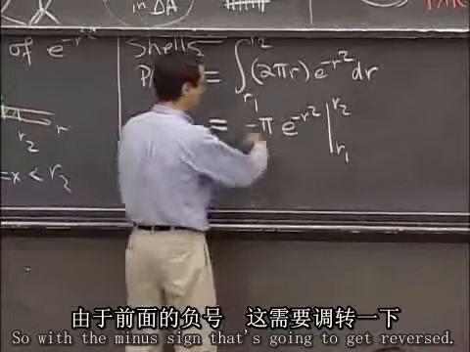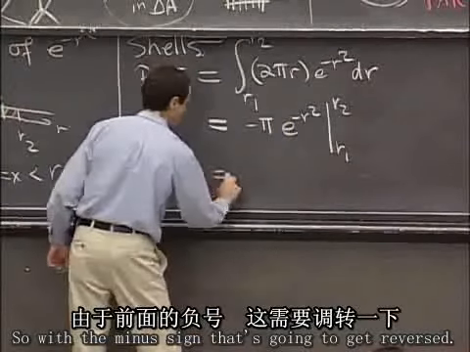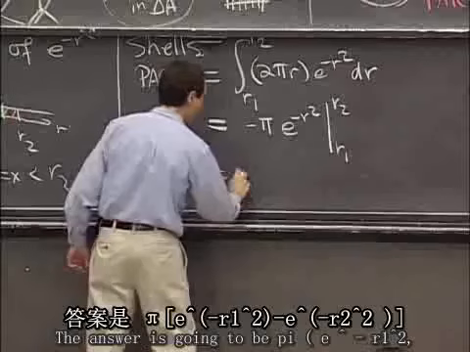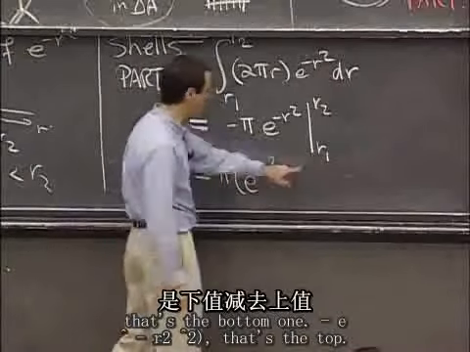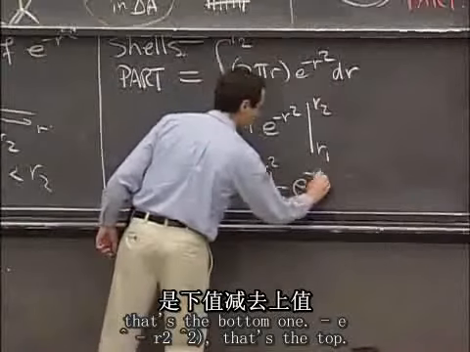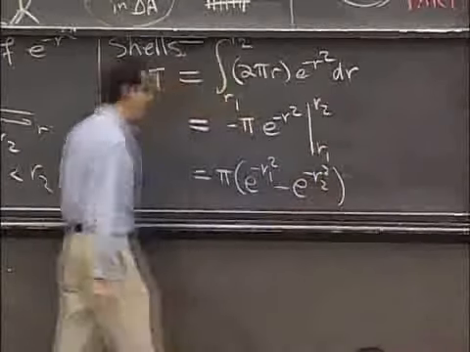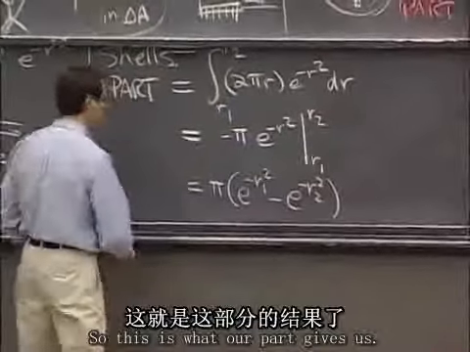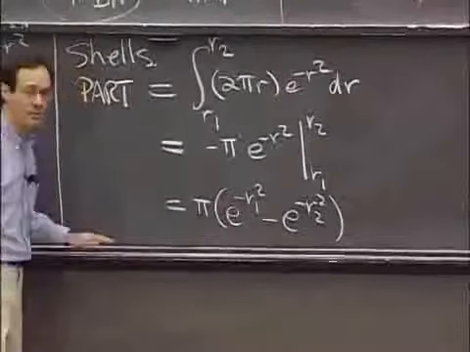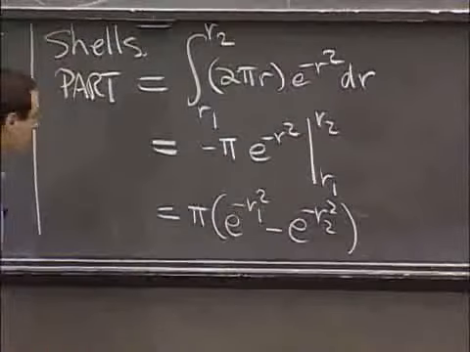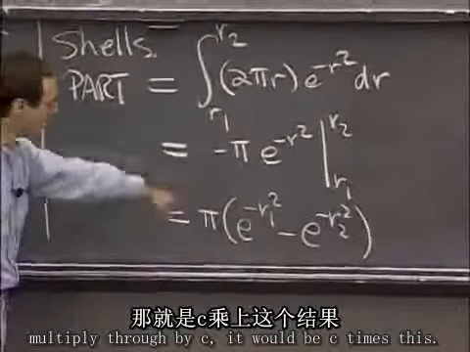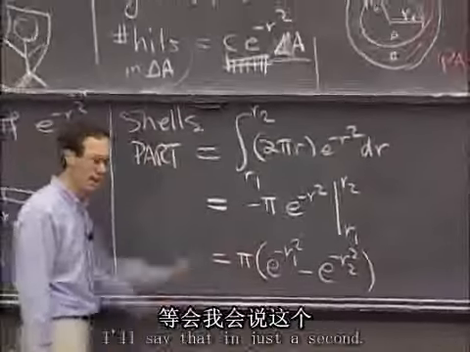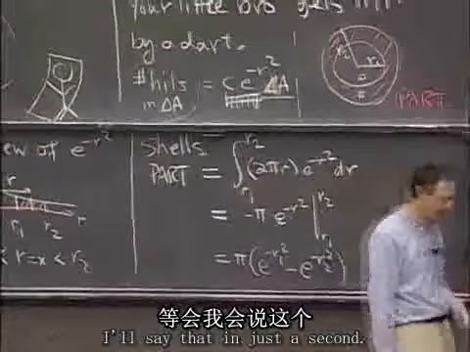So with the minus sign, that's going to get reversed. The answer is going to be pi times e to the minus r1 squared, that's the bottom one, minus e to the minus r2 squared. That's the top one. So this is what our part gives us. And more technically, if you wanted to multiply through by c, it would be c times this. I'll say that in just a second.